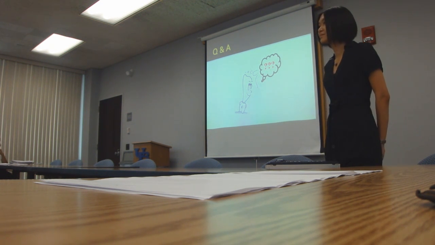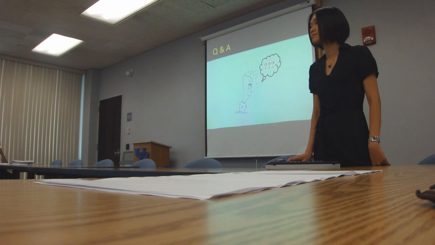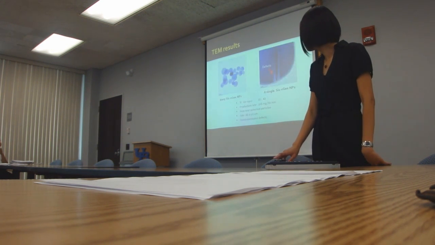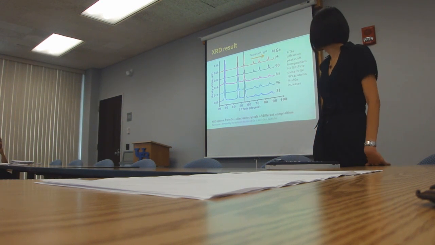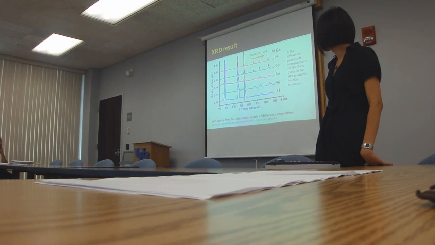Oh, in the slide about the XRD spectroscopy, the one where you said that the peaks were shifting to the right, okay, what does it actually mean? Is it related to the composition of germanium in the element?